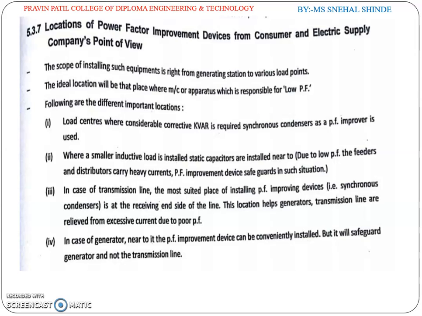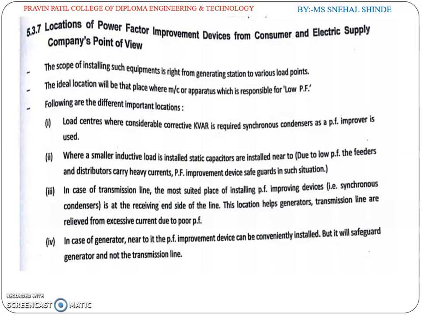So following are the different important locations. Load centers where considerable corrective kilovolt ampere reactive is required: a synchronous condenser as a power factor improver is used. Where a small inductive load is installed, static capacitors are installed near to it. Due to the low power factor, the feeders and the distributors carry the heavy current, so the power factor improvement device safeguards in such situations.